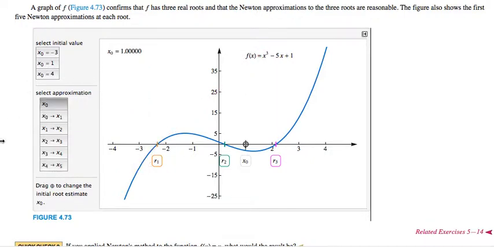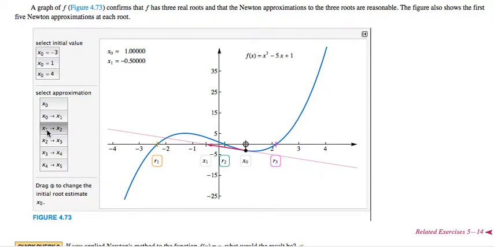Starting with a value of 1, our first approximation puts us at negative 0.5. So our estimate is far enough off of our actual root that we go to the opposite side of the y-axis.